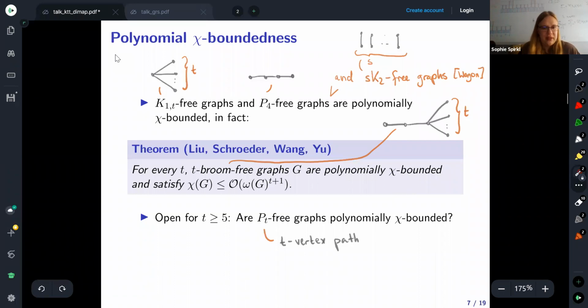And in general, for t at least 5, one of the important open cases is what happens if we exclude a t-vertex path. For Pt-free graphs in general, we know that they are chi-bounded. In fact, the first paper by Gyárfás that introduced chi-boundedness as a concept proved it for excluding a t-vertex path. That's one of the first and easiest proofs about chi-boundedness, but it's also an exponential bound. So this is sort of the most interesting open case, especially for 5, but also for longer paths.